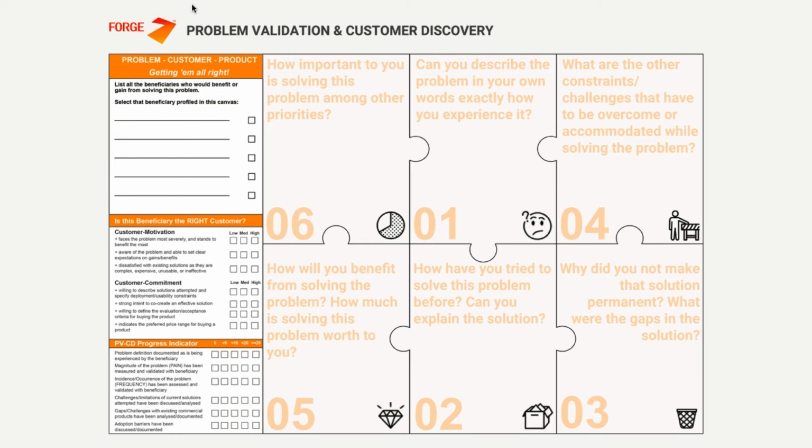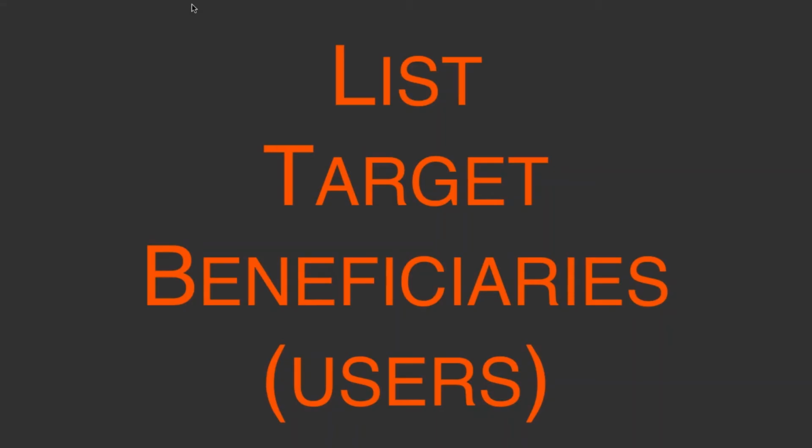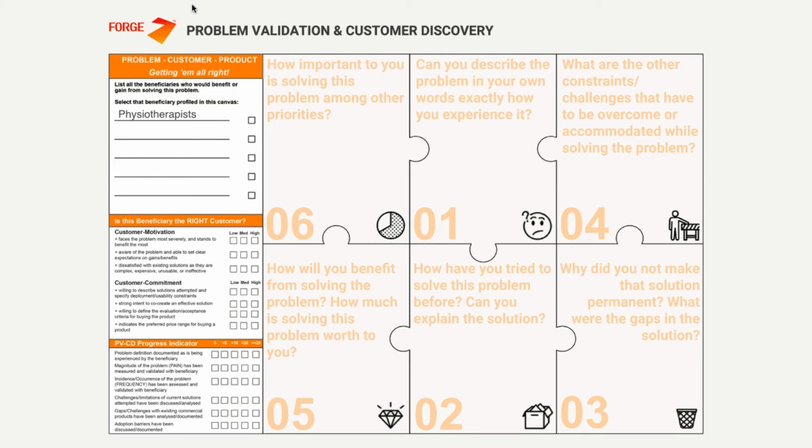First, before we start trying to get information, it is very important for us to list down the beneficiaries. When I say beneficiaries, the target beneficiaries, the potential users, I can come up with physiotherapists, doctors, hospitals, patients affected by stroke and looking for rehabilitation, and I need to understand the perspective of all of them to come up with a potential solution.